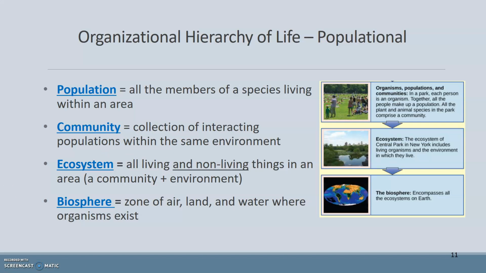And finally, the highest level of organization is what's known as the biosphere. A biosphere is just anywhere where organisms exist. In the case of the Earth, the whole Earth is the biosphere. It's the air, land, and water where everything is living. And so there are ecosystems within the biosphere, and within those ecosystems there are communities, and then within those communities there are populations, and then it goes down to organisms, and so on and so forth, all the way down to atoms.